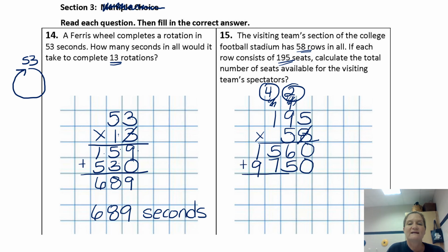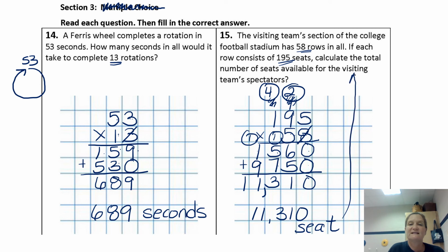We're going to add. 0 plus 0 is 0, 6 plus 5 is 11, carry the 1. 5 plus 7 is 12, plus 1 is 13, carry the 1. 9 plus 1 is 10, plus 1 is 11. I move over 3 spaces and I put a comma. There are 11,310 seats. So this is a very large stadium because remember, this is just for the visiting team. So there's going to be even more seats than that.